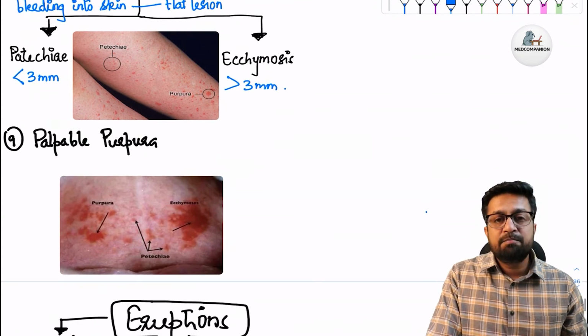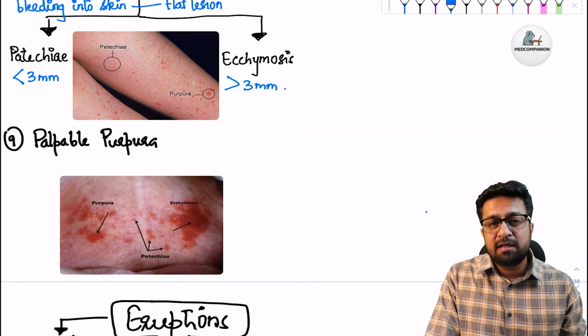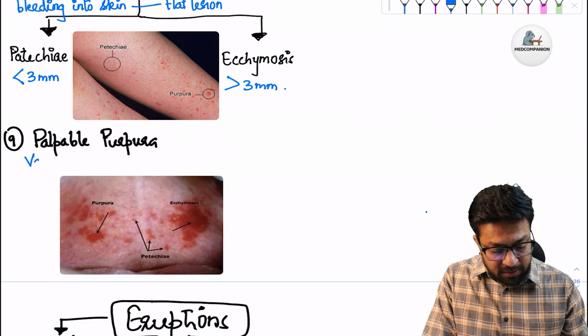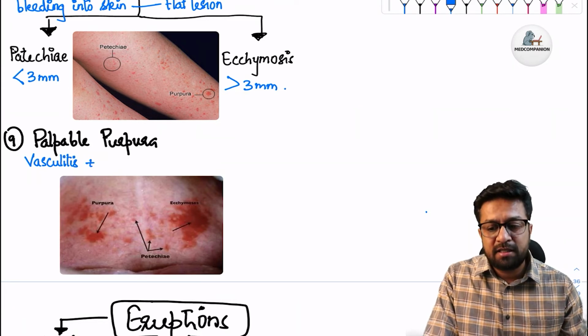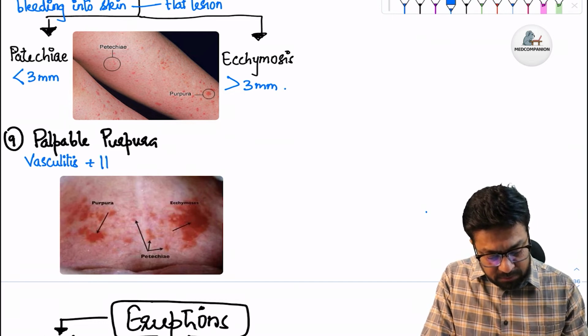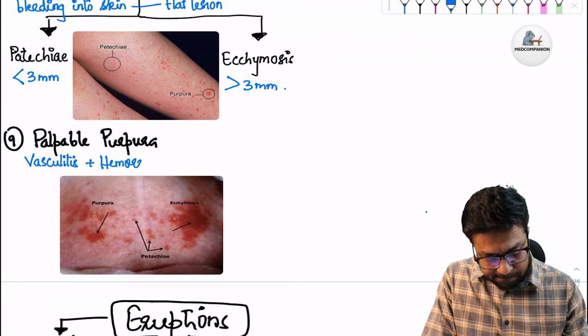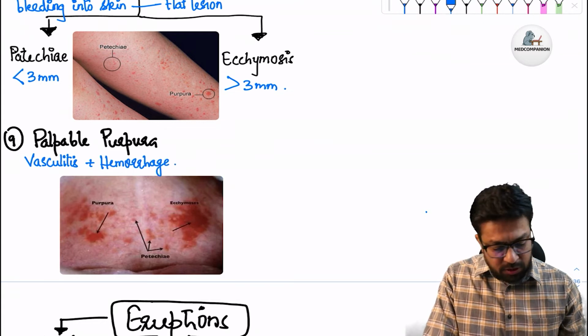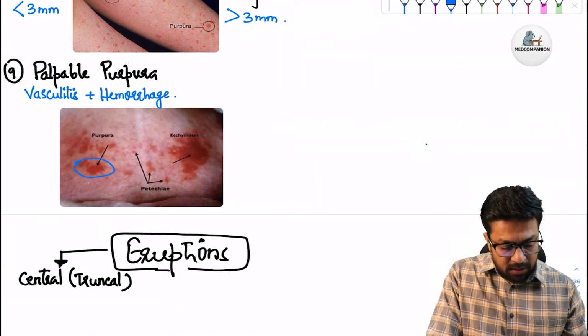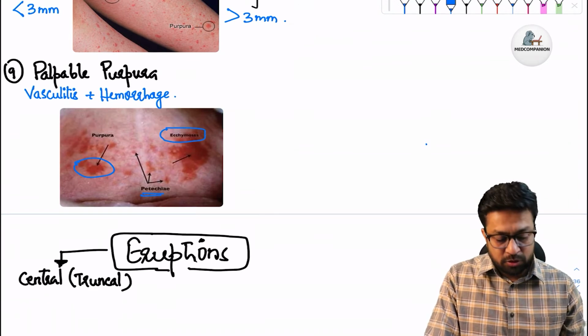Then finally you have the palpable purpura. Palpable purpura, the mechanism is completely different. There is also bleeding, but here the primary mechanism is vasculitis. So there is vasculitis, and then followed by vasculitis there is inflammation, and as a result of that there is subsequent hemorrhage into the tissue, giving rise to the different appearance. So here you have the purpura, then you have the petechiae small, and then you have the patches of ecchymosis.